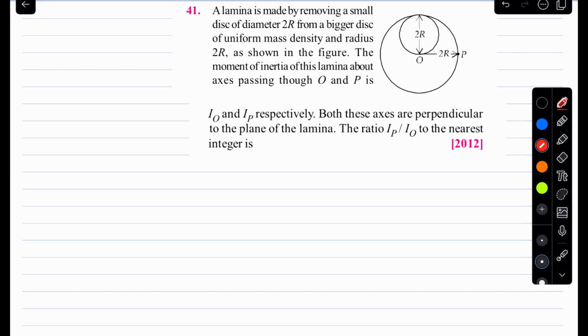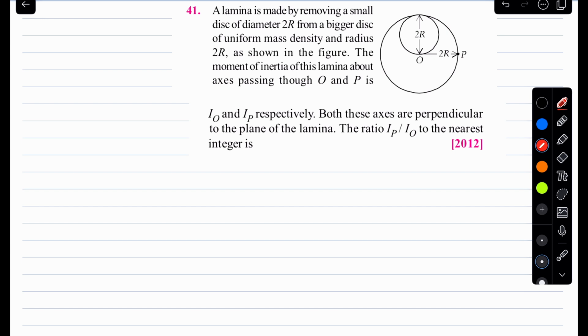So in today's lecture, our topic is to discuss the moment of inertia of the rigid body with a cavity. As you know, rotational motion, or rigid body dynamics, is a very important topic from the perspective of any competitive exam, whether it is JEE Mains, JEE Advanced, or the NEET exam.